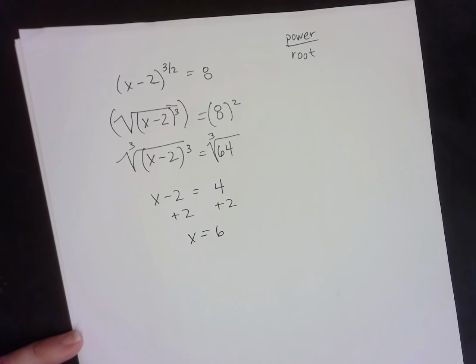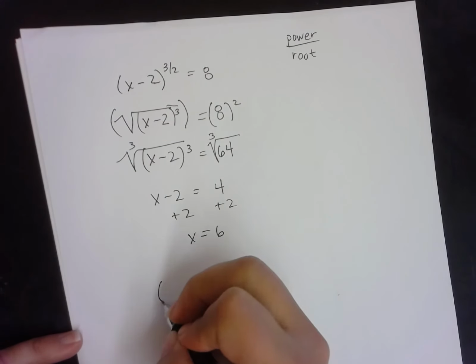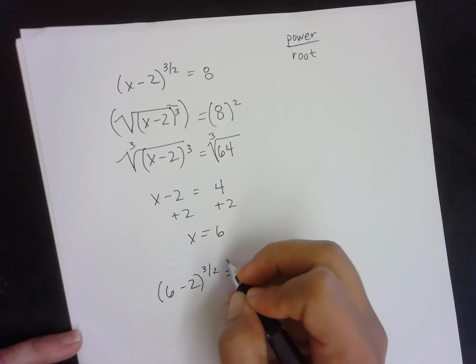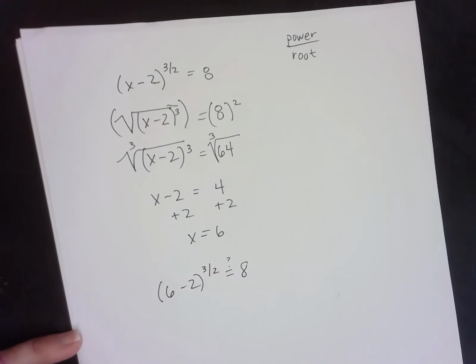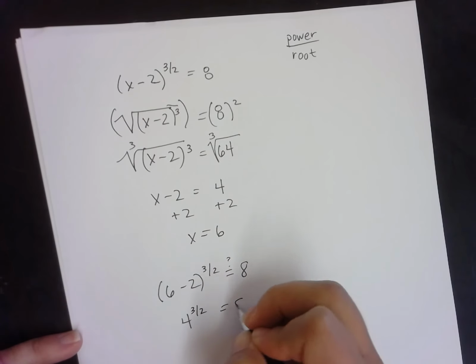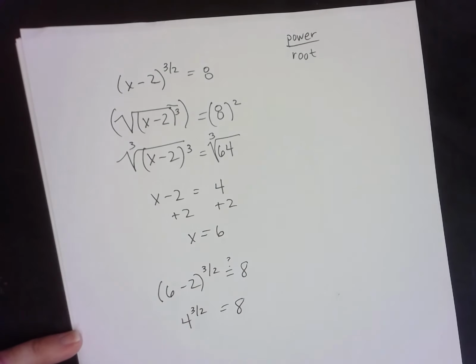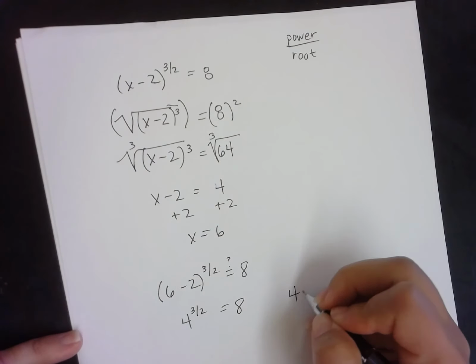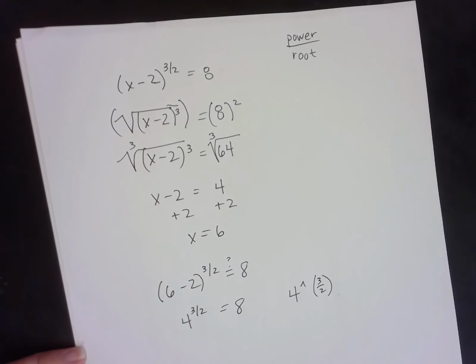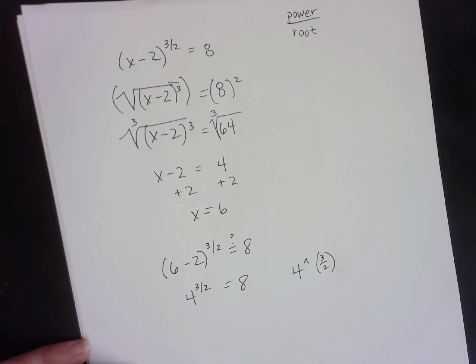All right? So I do want to check my answer just to make sure, because this is a radical equation that sometimes produces answers that really aren't answers. So I'm going to plug in 6 minus 2 to the 3 halves. Does this equal 8? Right, so I end up with 6 minus 2, which is 4 to the 3 halves, is equal to 8. And yes, your calculator will do this for you if you put it in as 4 caret 3 divided by 2, but it has to have parentheses. But you can do it without.